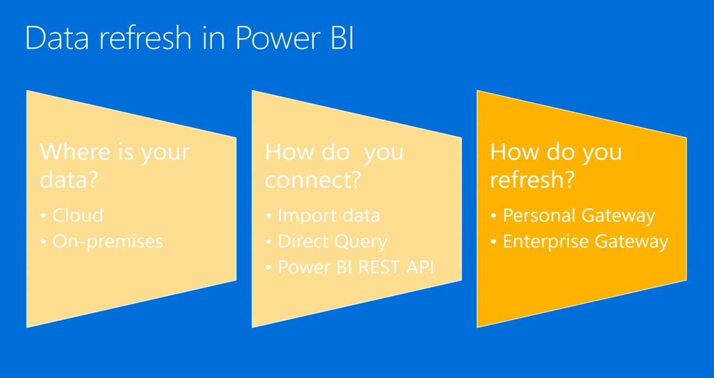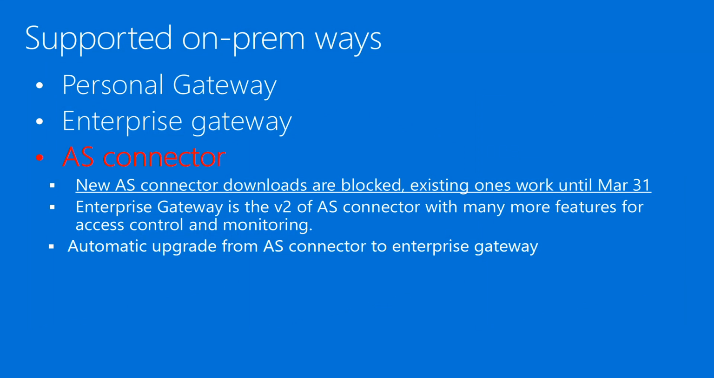So now we've covered that you know where your data is coming from. In this session, obviously, we're going to be focusing on the on-premise data sources. And then you've decided how to connect your data. Now the question is, how can I keep my data up to date without having to move it from my on-premises location to the cloud? The supported on-prem ways that Power BI supports are the personal gateway, the enterprise gateway, and the AS connector.